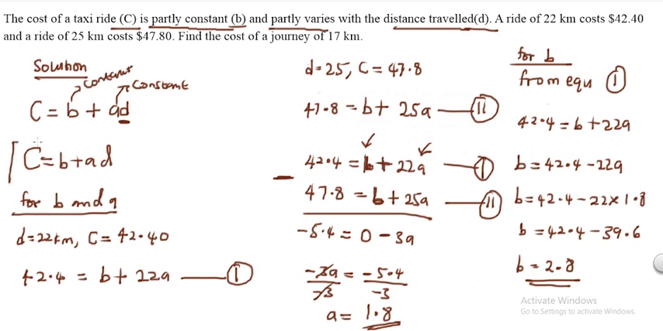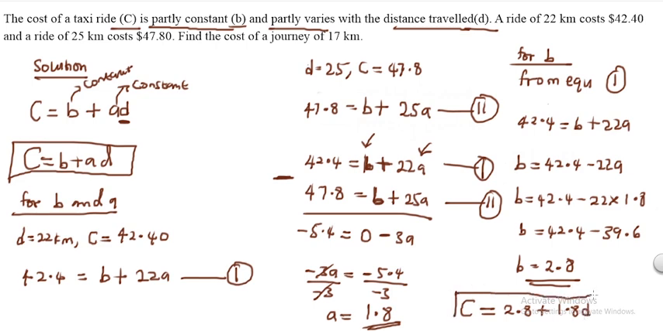This is my key equation from the beginning, so this is where I'll be substituting it into. That means the cost of the taxi is equal to the value of b, 2.8, plus the value of a, 1.8, times the distance. So this is the equation we use to solve any other problem under this question. Let me clean up space so that we can continue solving the problem.